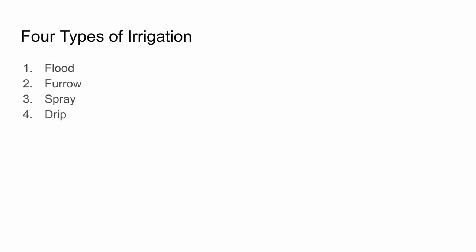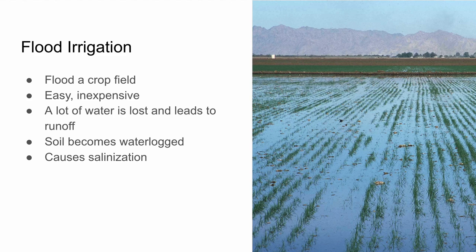So today we'll be going over the 4 types of irrigation: flood irrigation, furrow irrigation, spray, and drip irrigation. So the first type is flood irrigation.